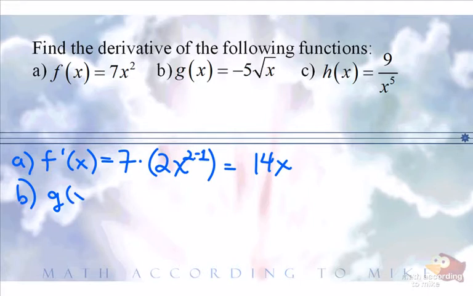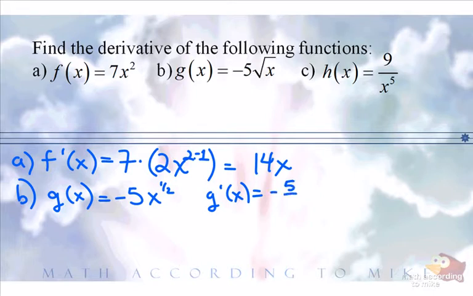So how would you write part B so that we're ready for the power rule? Good. So the derivative, g prime of x, would be what? Negative 5 halves x? So again, multiply the coefficient by the power, and then take 1 off the exponent. So 1 half minus 1 is the negative 1 half. Is that okay?